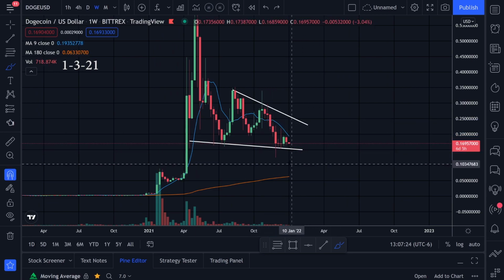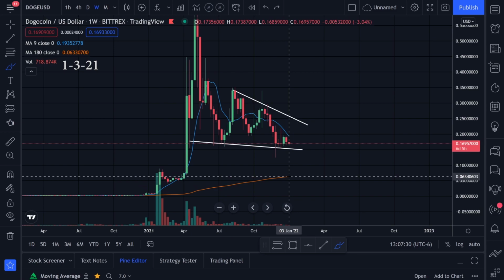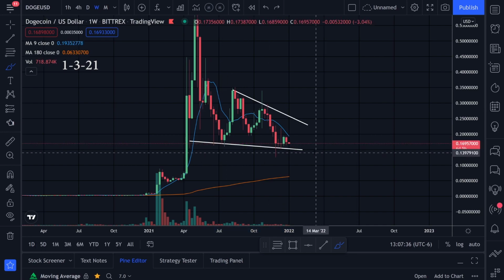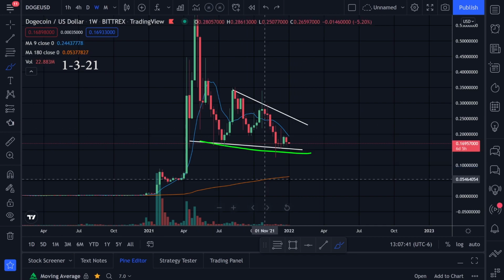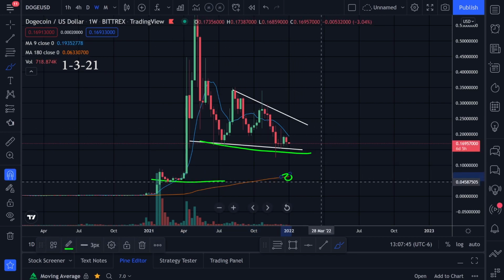I'm kind of curious if we're going to get pushed down and maybe have to retest this 180 moving average. The 180 moving average is sitting at around .063. So I don't know. I mean, we haven't broken this trend line yet. So let's wait till we break this trend line. Then we can start looking at this support down here and this 180 moving average right here.